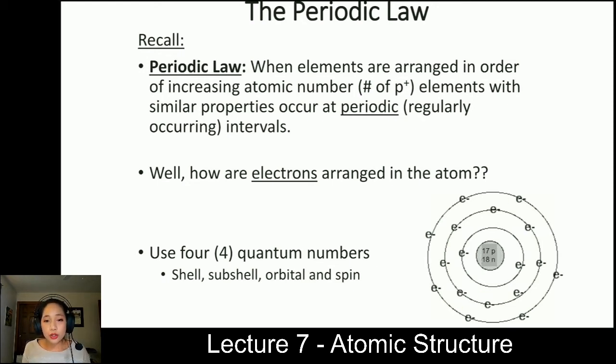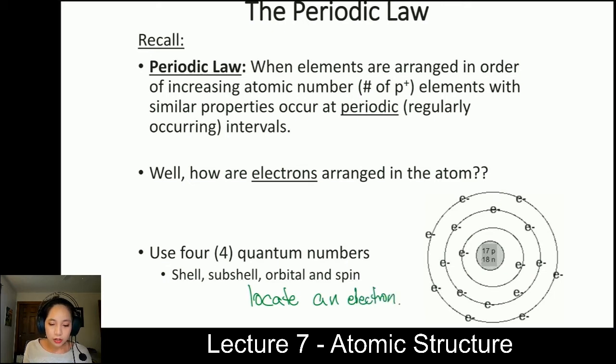In order to locate one electron, depending on where it is, is it in n equals 1? Is it in n equals 2? Is it in n equals 3? Well, we actually use four what we call quantum numbers in order to locate an electron.